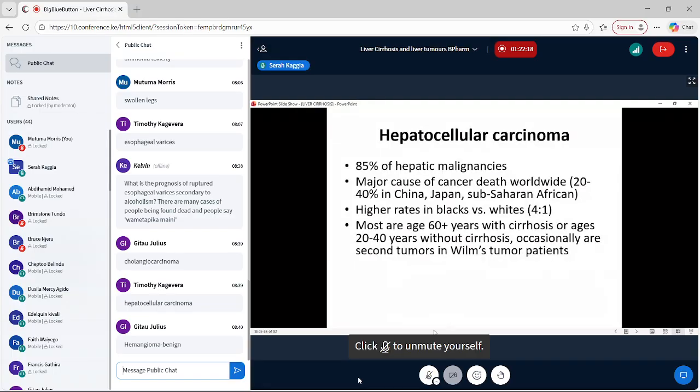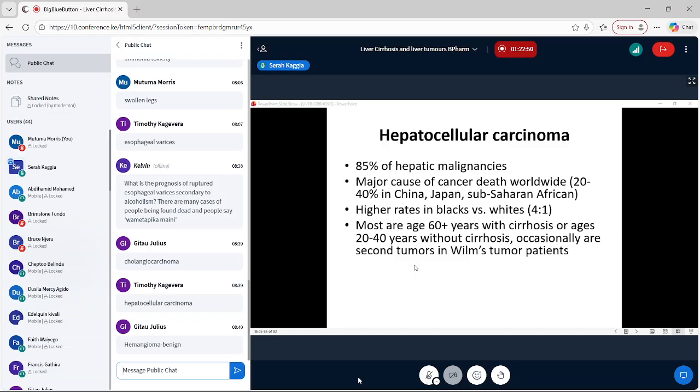HCC, hepatocellular carcinoma. So it forms 85% of hepatic malignancies, primary, okay? It's a major cause of death worldwide. Like in China, it causes 20 to 40%. In Japan, and even where we are now, sub-Saharan Africa, it causes death. I've seen that, okay? It's higher in blacks than it is in whites with a ratio of 4:1.